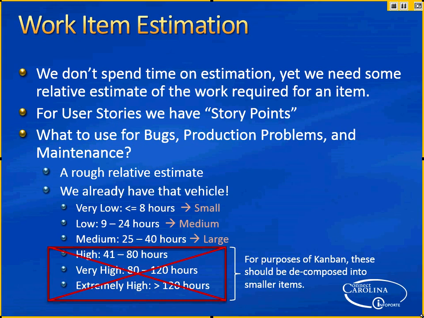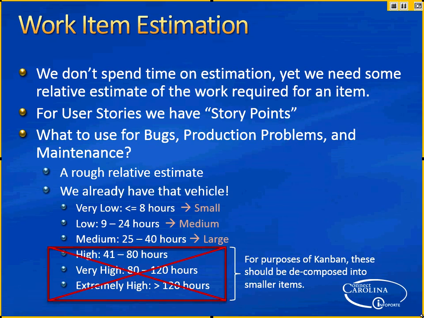We haven't talked about estimation. We've talked about prioritization, but we haven't talked about estimation. And estimation, again, is critical because how much work in process you have is tied to how big it is. User stories already have story points, so we know that one. What do we use for bugs and these other items?